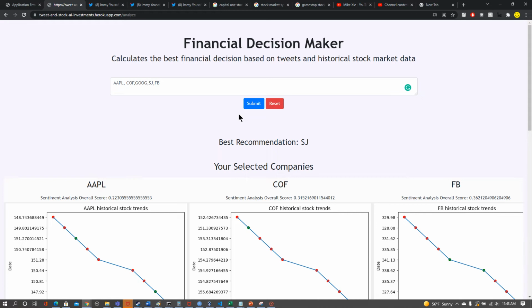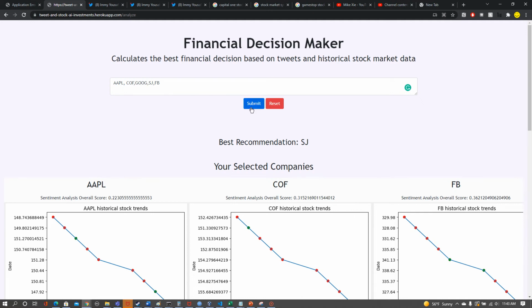So this website that you see is hosted publicly on a Heroku server, and anyone can access it from this URL at the top. Going to the website, there is a search bar where a user can submit a comma-separated list of stock symbols. For example, we have AAPL, which is Apple, COF, GOOG, which is Google, SJ, and FB, which is Facebook.